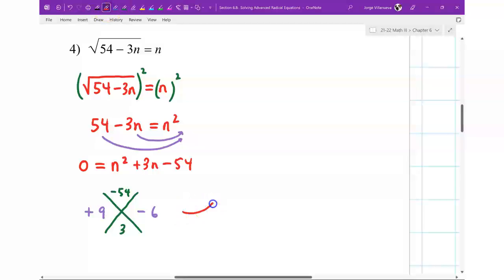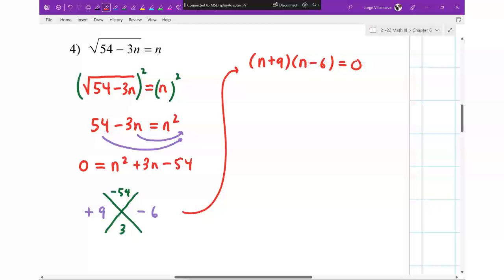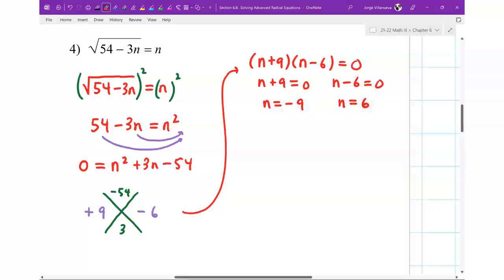So, let's move it over here. This will be n plus 9, n minus 6 equals 0. So you've got to set up two small little equations, right? n plus 9 equals 0, n minus 6 equals 0. If you solve both of them, we get n equals -9, n equals +6. And we would normally be done. But since these are radical problems, you're going to have to check.